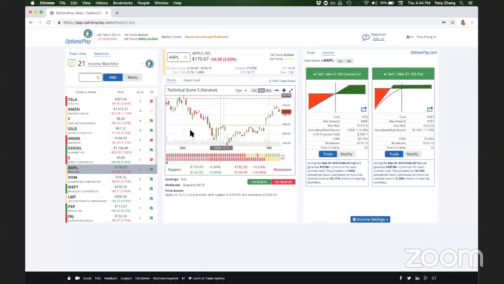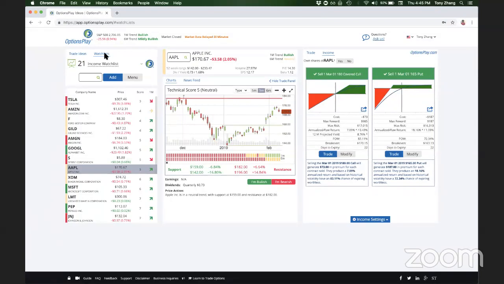So here's Options Play. For those of you who are brand new, welcome. The platform itself is divided into 3 sections. We have trade ideas and watch list here on the left-hand side, our security analysis panel here in the middle, and trading and income here on the right-hand side. So today what we're going to do is look at a watch list, and I have an income watch list set up.